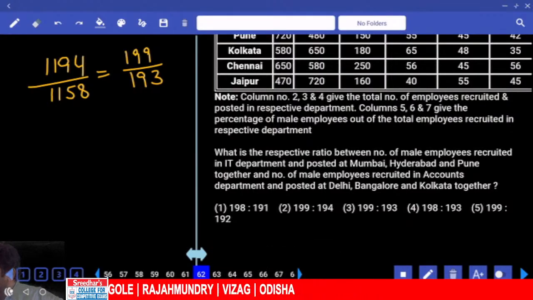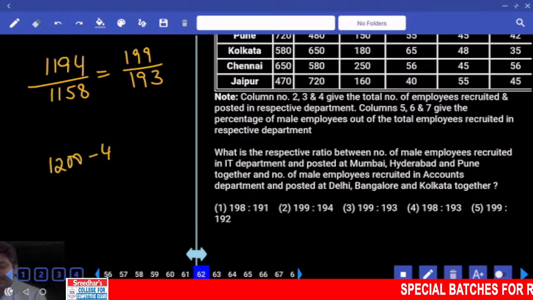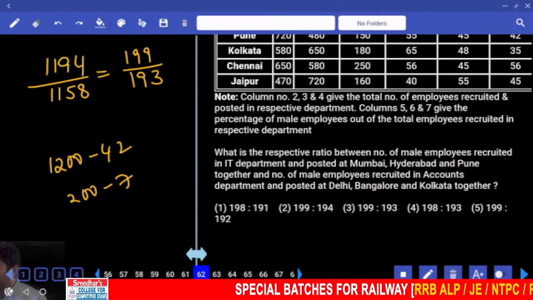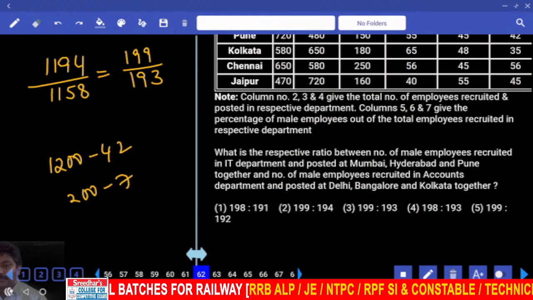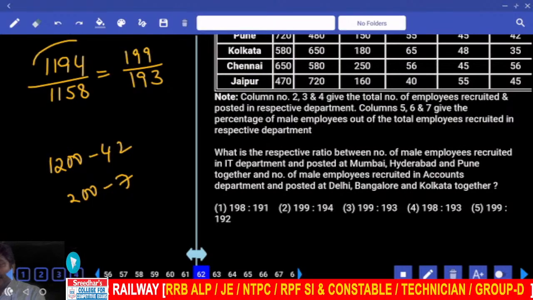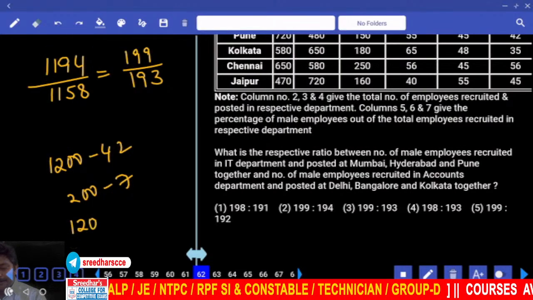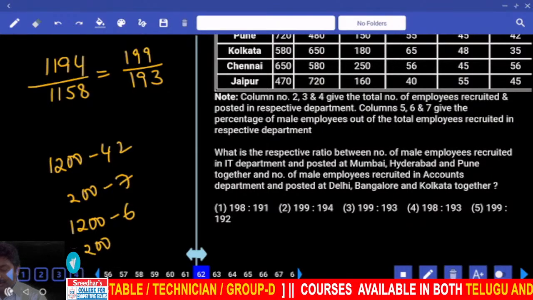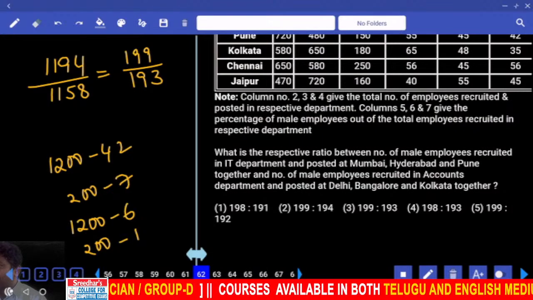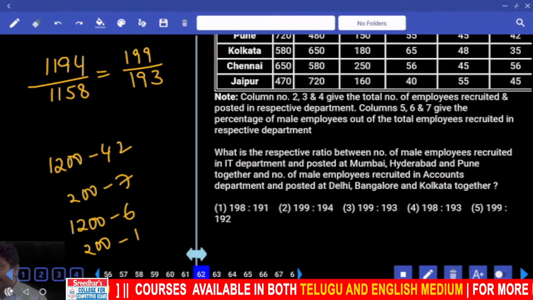Correct? 1200 minus 42 divided by 6. 200 here, 7 times here. This is 1200 minus 6. Cancellation with 6. 200 times minus 1. 199.